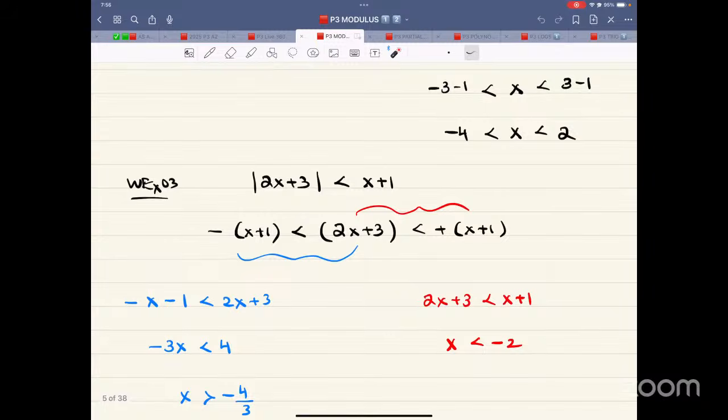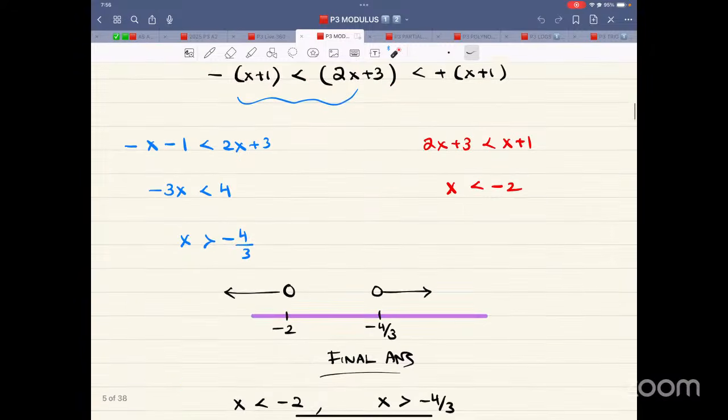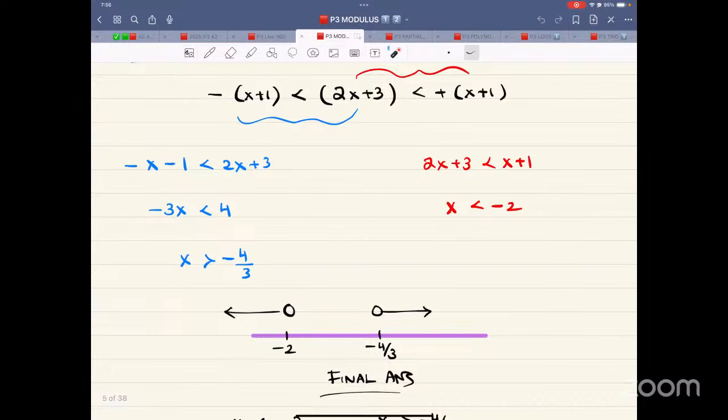Similarly, if we have something like this, modulus of 2x plus 3 is less than x plus 1. Therefore, 2x plus 3 lies between positive x plus 1 and negative x plus 1. And now look at the working. You have to do these two things separately. Now, when you expand these two things separately, how do you proceed? So now this side, that's the red side. 2x plus 3 is less than x plus 1, make x the subject. Over here, minus of this thing, you expand this part, is less than 2x plus 3, and then x is greater than minus 4 over 3.